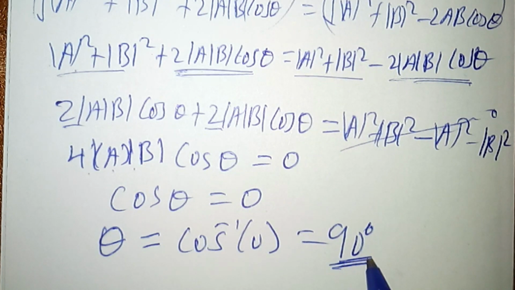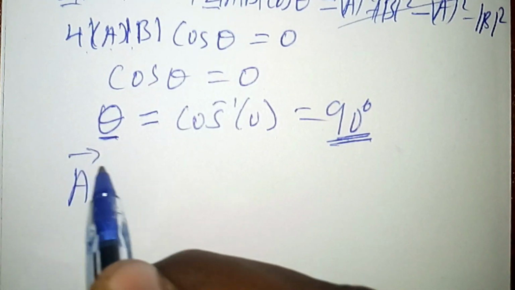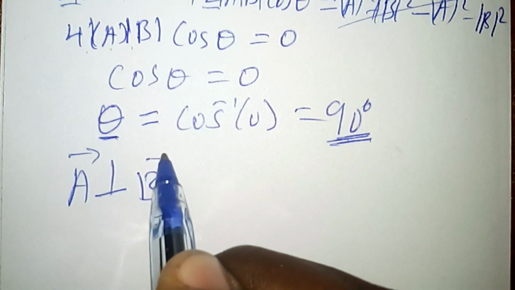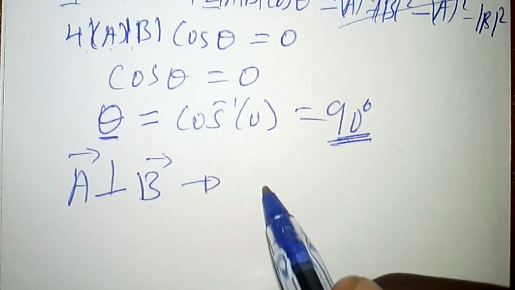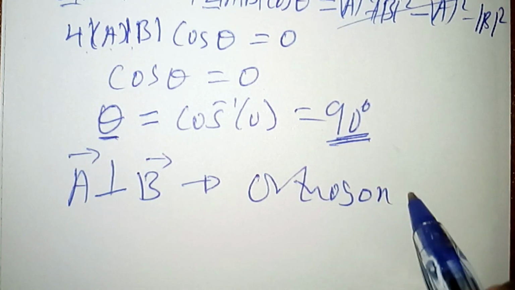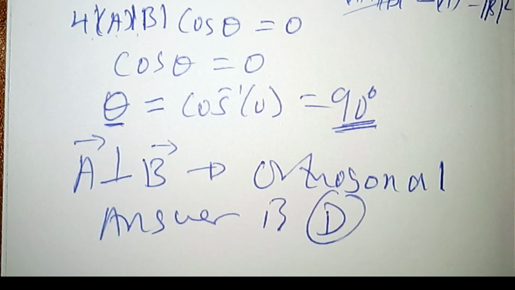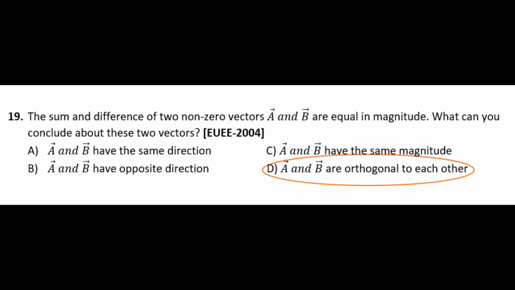Since the smaller angle theta between the two vectors a and b is 90 degrees, we can conclude that vector a is perpendicular to vector b, or a and b are orthogonal to each other. The answer among the given alternatives is D, which says a and b are orthogonal to each other.